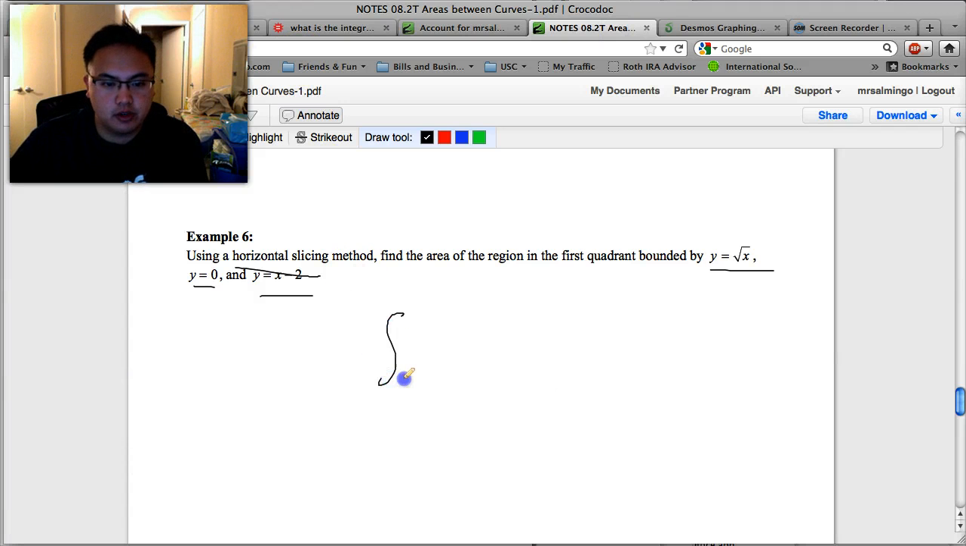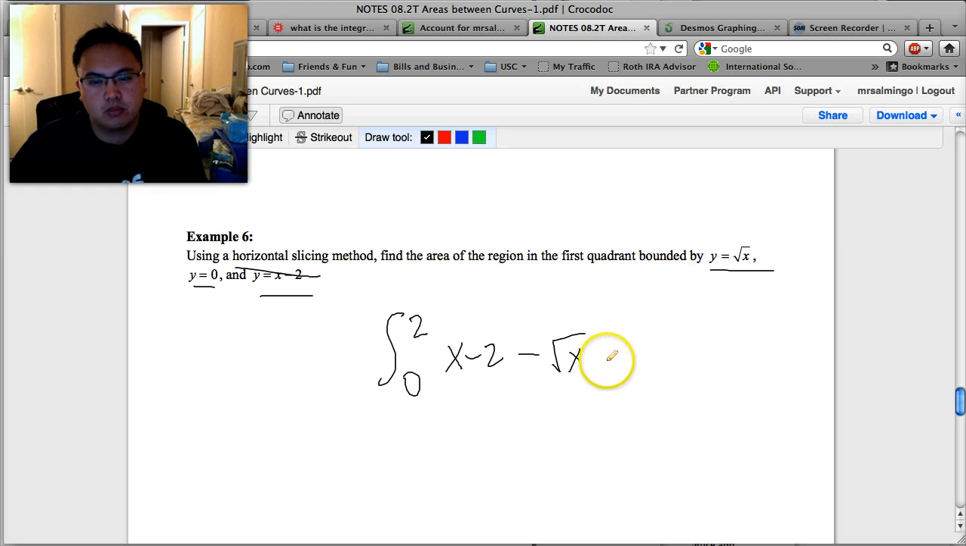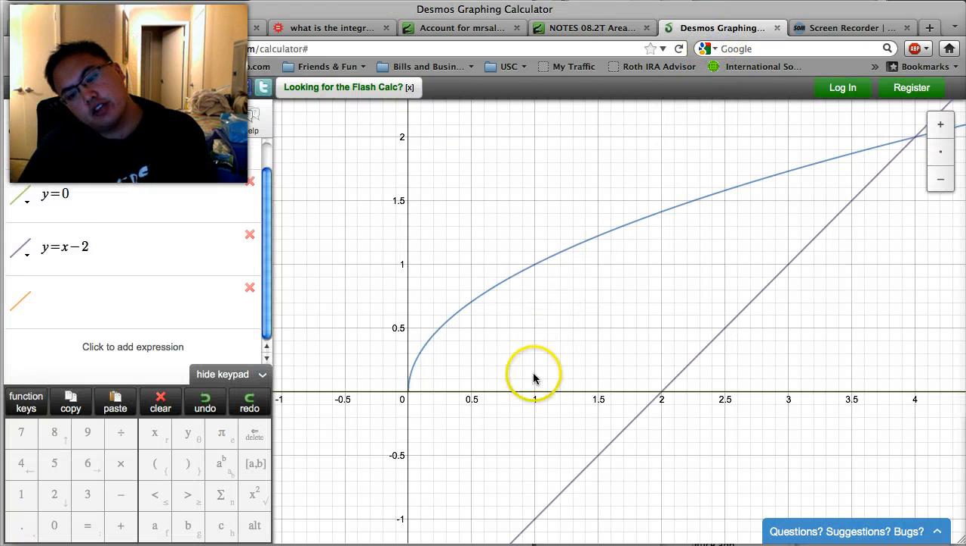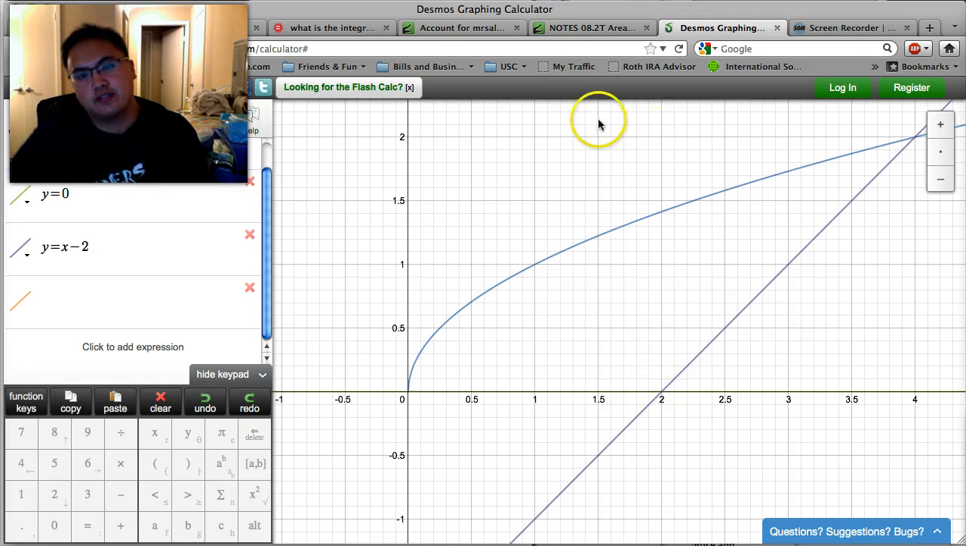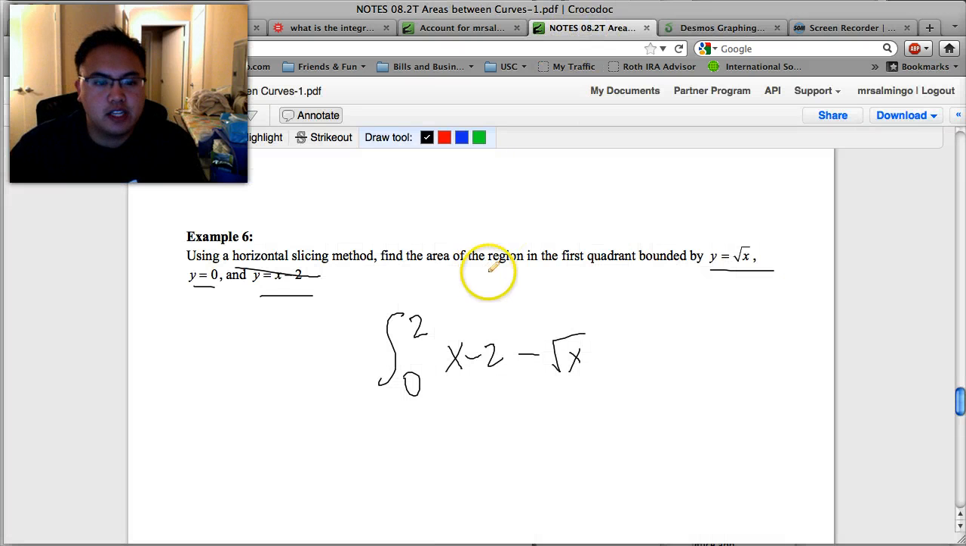So what it looks like is from 0 to 2, of the one that's the rightmost, which is x minus 2, minus radical x. If you look at it this way, that's how I get that. So that is how we do the different types of slicing methods. This is how we find areas between curves.